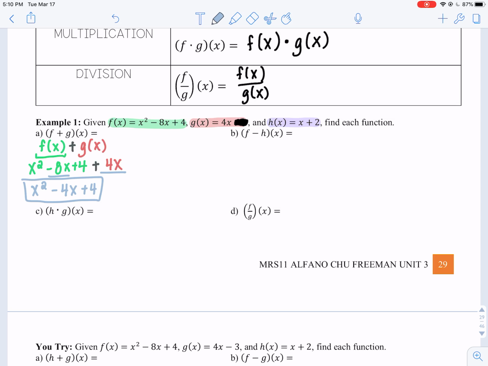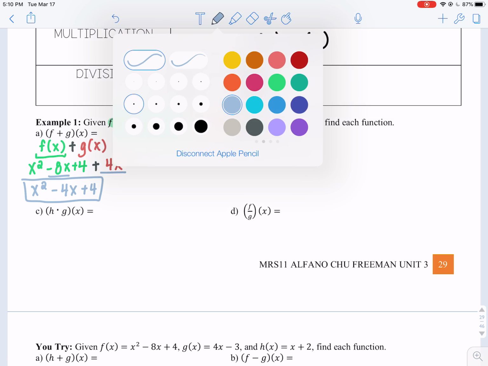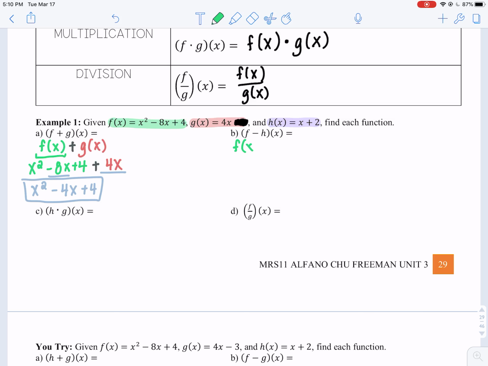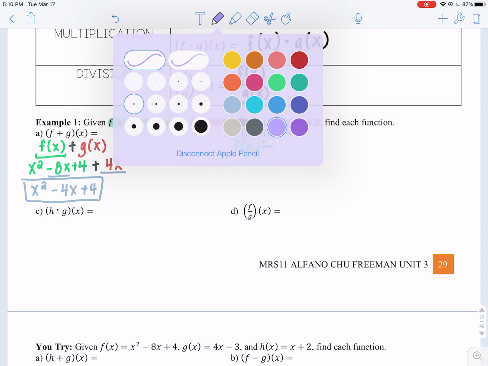Okay, let's try the subtraction now. I have f minus h of x. So again, I'm starting off with f of x. F of x, and this is going to be minus h of x.